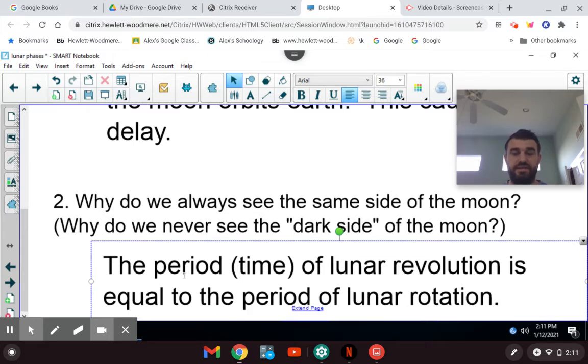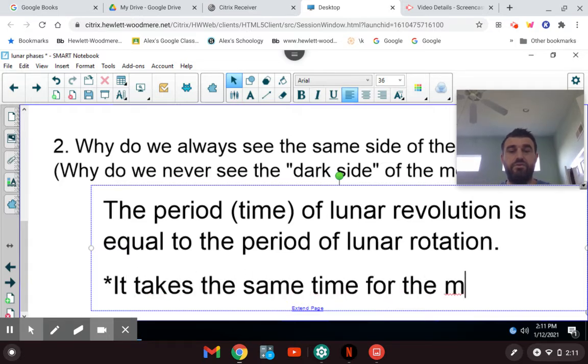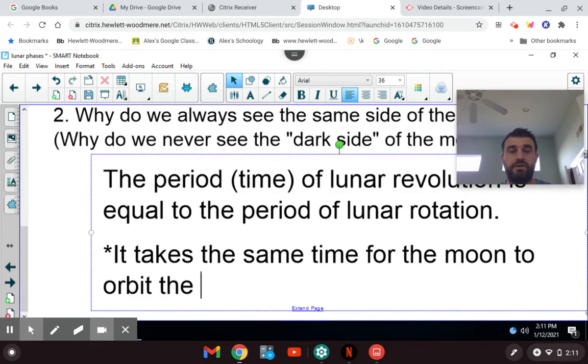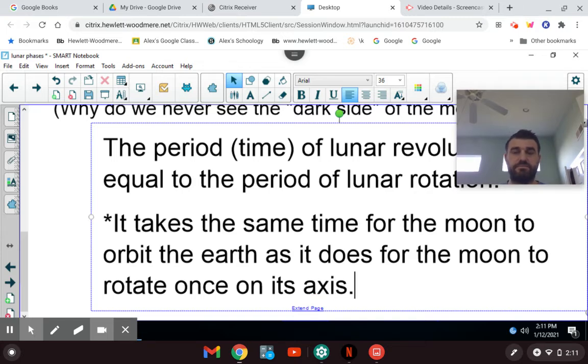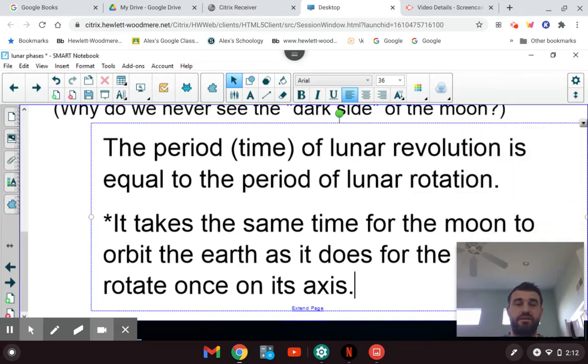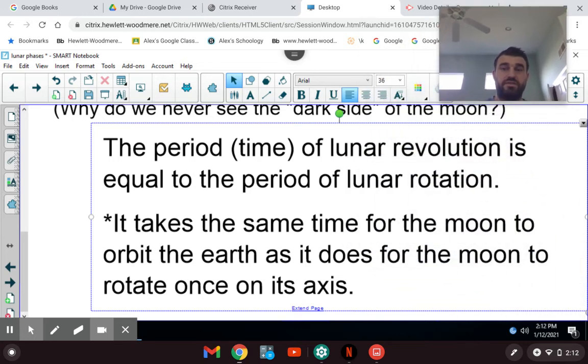So if you want me to put that in kind of simpler English, I will. It takes the same time for the moon to orbit the Earth as it does for the moon to rotate once on its axis. Okay? And because of that, we are always seeing the same side. Same side of the moon. Okay?